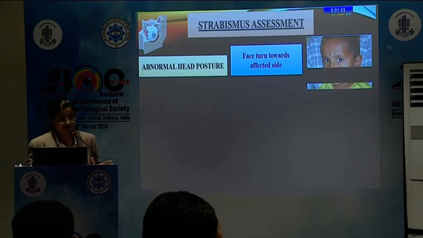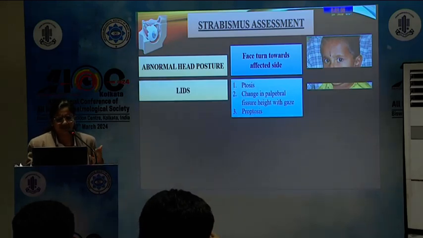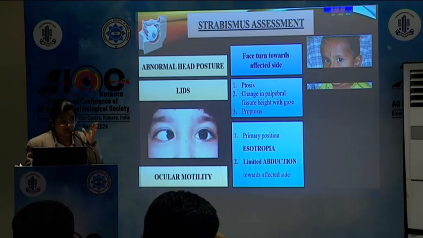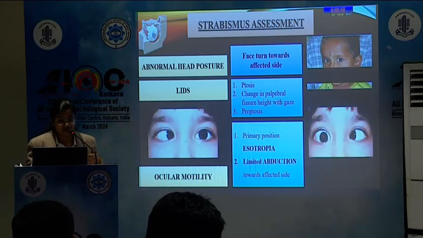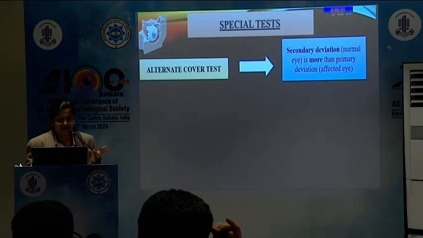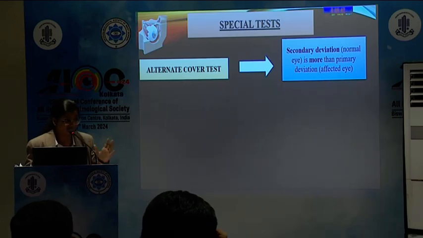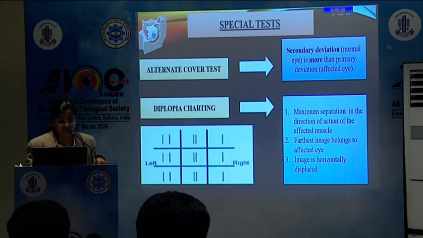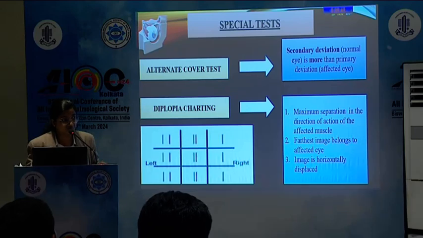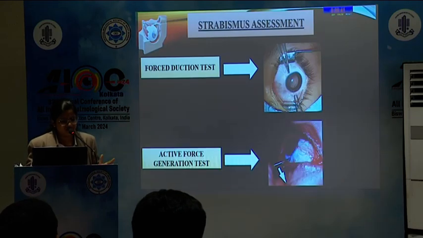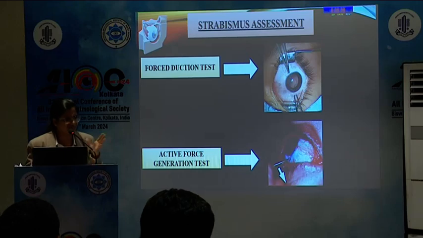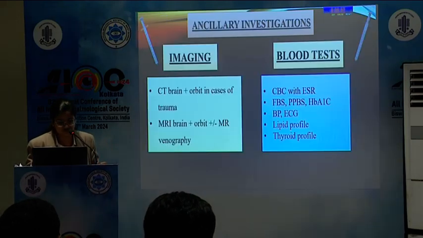Then you have to see whether there's a face turn because that would be towards the affected side. Is there associated ptosis or proptosis? There will be a primary position esotropia and there will be limited abduction towards the affected side. Alternate cover test may help you to differentiate between a paralytic and restrictive squint if there's a doubt. Always do diplopia charting because it helps in monitoring the progression in these patients. A forced duction test and active force generation test may help you, depends on the situation.